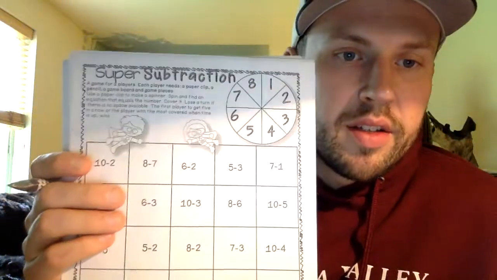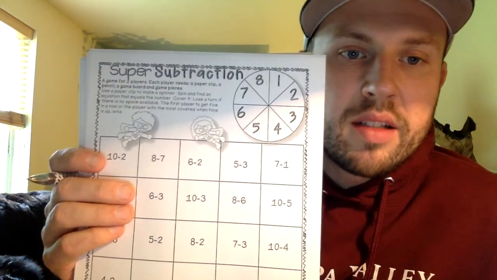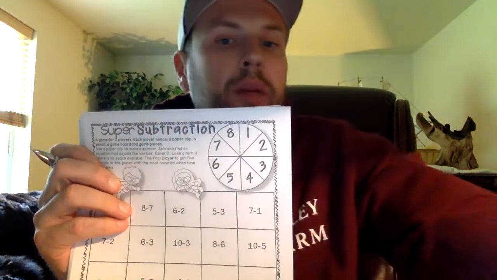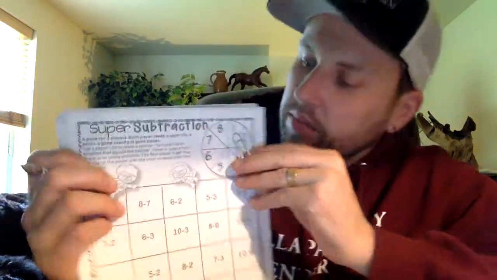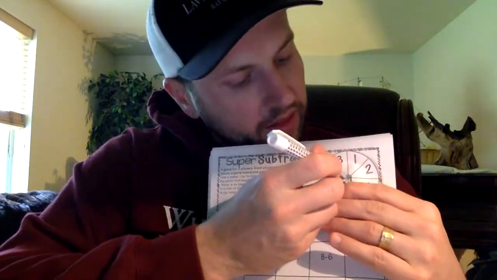When you're done with that, you have another game. It's called Super Subtraction. Try to find a partner. This is a 2-player game. Use a paper clip, a pencil, and what you're going to do is spin and find an equation that equals the number. Okay, then cover it. So put your paper clip in the center, just like we did the other day. Use your pen to hold the paper clip in place and then spin the paper clip.